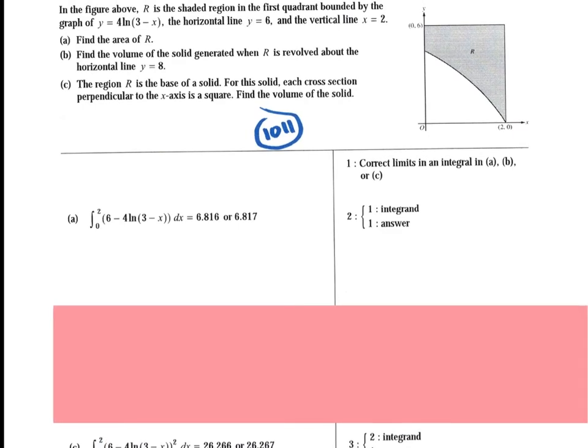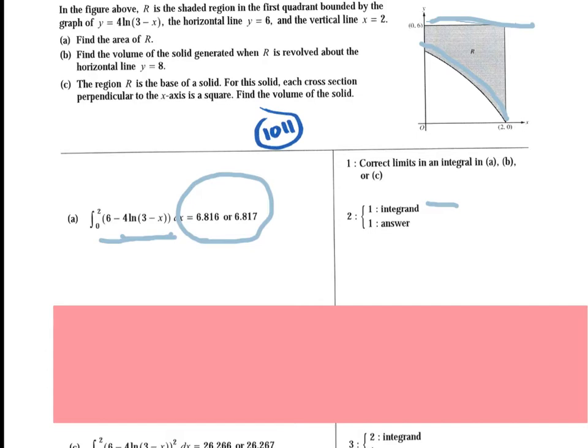And then basically your area problem is just top minus bottom. So looking at the picture, your top here is y equals 6. And your bottom here is this arch, which is 4 ln 3 minus x. So the integrand point is the 6 minus the 4 ln 3 minus x. That's your second point. And then your answer, being one of these two, would be your third point.